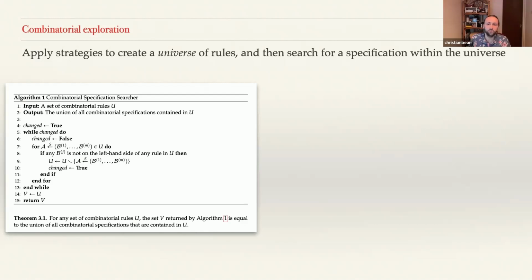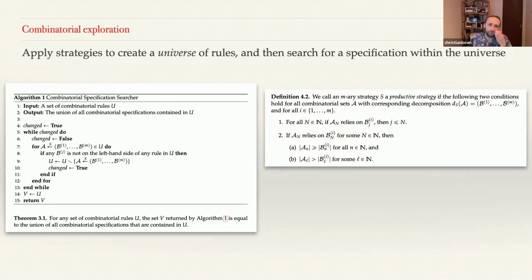It essentially just starts with the entire set of rules and then removes any row which contains a combinatorial set that's not on the left-hand side of some rule, rinse and repeat until what you'll be left with is the set of all rules which are contained in some specification, and then you can simply search through that set in a depth-first search manner to pick out your combinatorial specification.